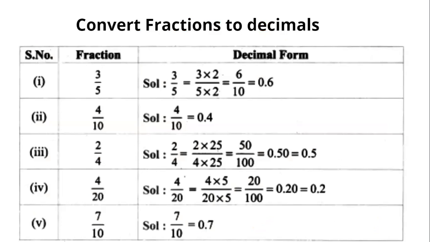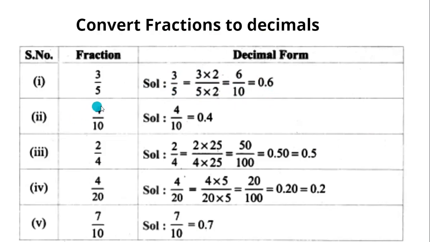Convert fractions to decimals. So how to convert fractions to decimals? First example, 3 by 5. In multiples of 10, we write to convert to decimal form easily. So it should be in the 10th, 100th, 1000th, right? So we are making the denominator a multiple of 10. So that is 3 by 5. What should be multiplied with 5 to make it 10? 2, right? So 5 into 2 is 10, and the same 2 should be multiplied with the numerator also. So 3 into 2 is 6. So 6 by 10 is 0.6.